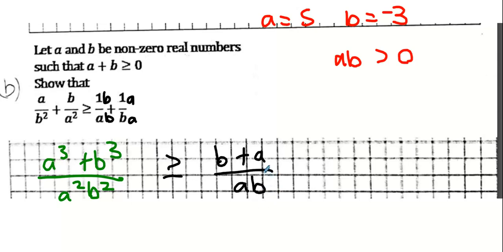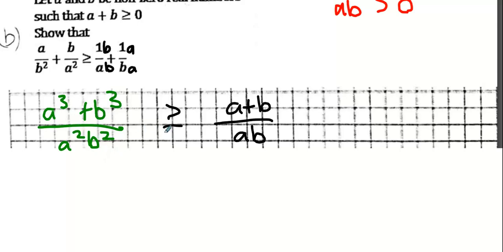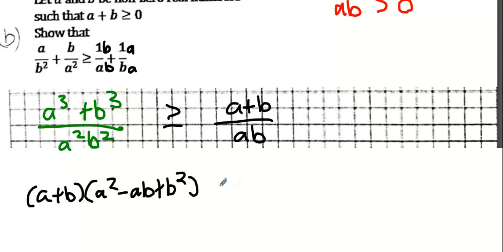Anything crazy so far? Nothing crazy? Just common denominators both sides? Now, here's the part. What happens when you add two cubes together? Sum of two cubes, otherwise known as a plus b into a squared minus ab plus b squared.